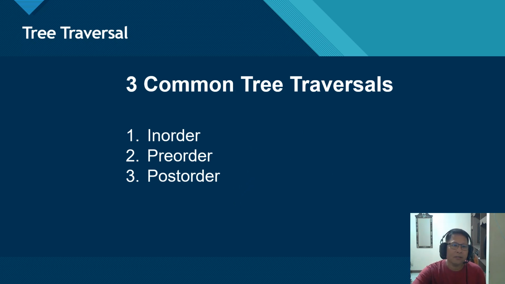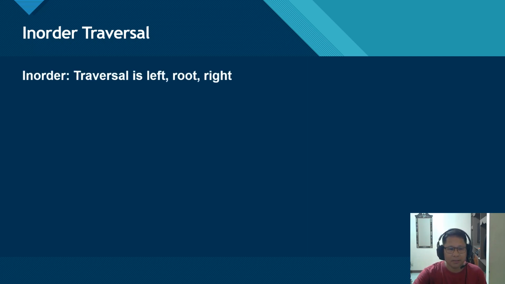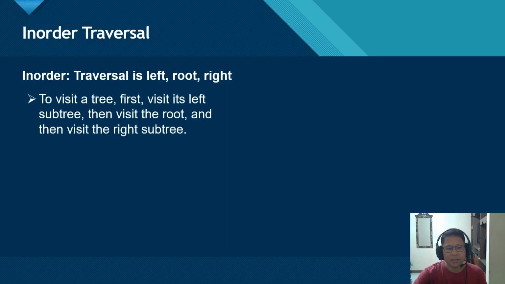First, we're going to discuss in-order traversal. When we say in-order traversal, the traversal is from left, then followed by root, and then right. Which means to visit a tree, first visit its left subtree, then visit the root, and then visit the right subtree.